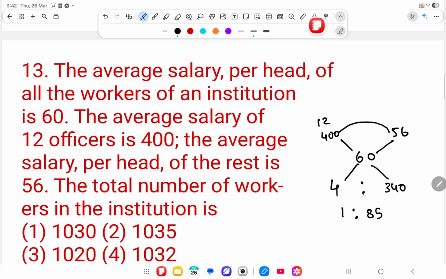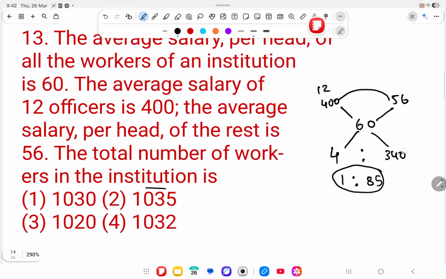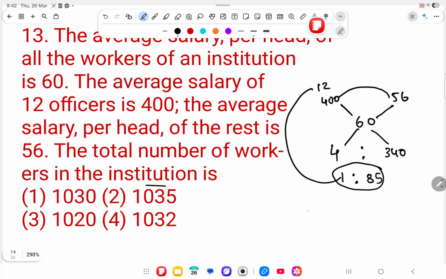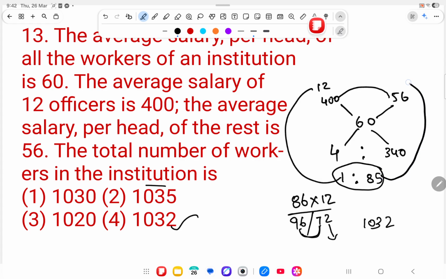Now what they are asking is the total number of workers in the institution. How many parts? 86 parts. One part we got as 12. Then 86 parts will be 86 into 12. 12 6 is 72. See the calculation how I am doing. 12 8 is 96. Carry this 7, take this 2 down. 2, 7 carried, 103. So 1032 is the strength of the total. Hope you understood this. The 85 they didn't give, that we needed to find, so we have found it. Total 1 plus 85. See, this ratio at the bottom we will get the number of people. Okay.